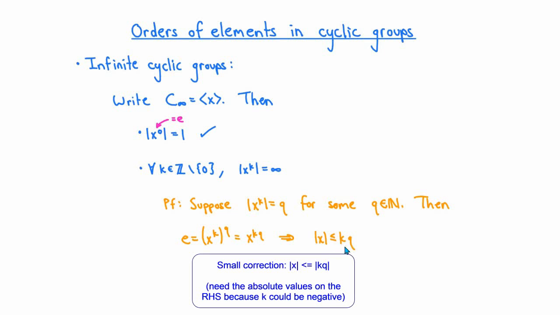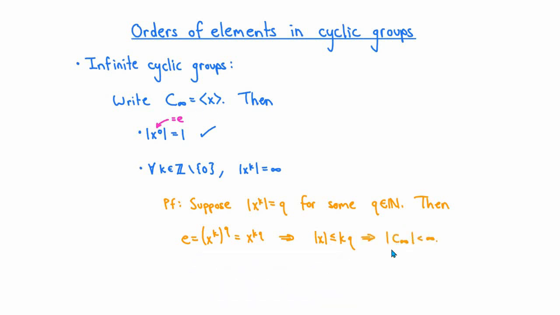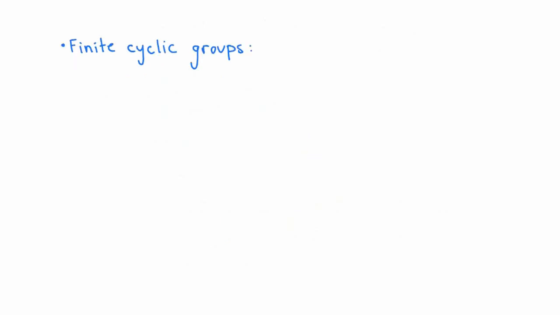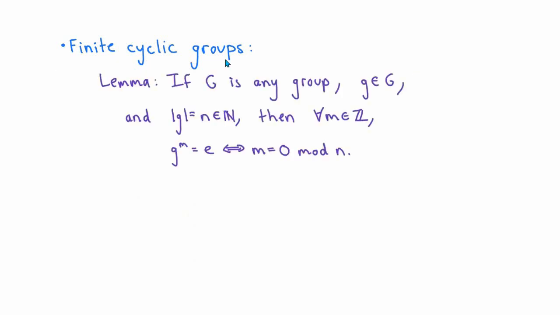But by theorem 0, since the order of an element is equal to the order of the group that it generates, that would then imply that the order of C infinity is finite, and that's clearly a contradiction. Therefore, we conclude that our original hypothesis was false, which leaves us with the conclusion that the order of x to the k is in fact infinite. That concludes this proof, and these two cases together give us the full story about orders of elements in infinite cyclic groups.